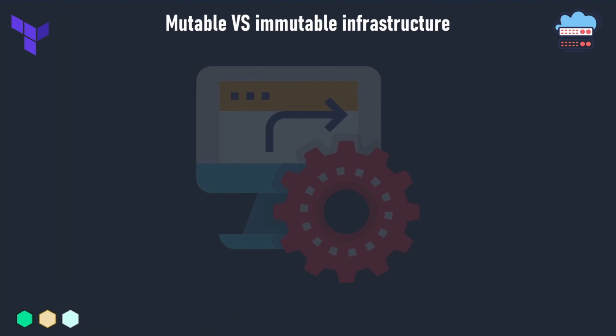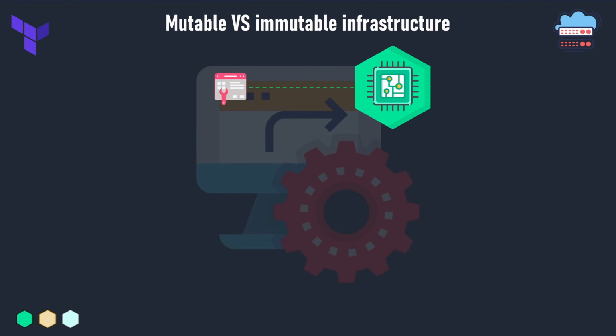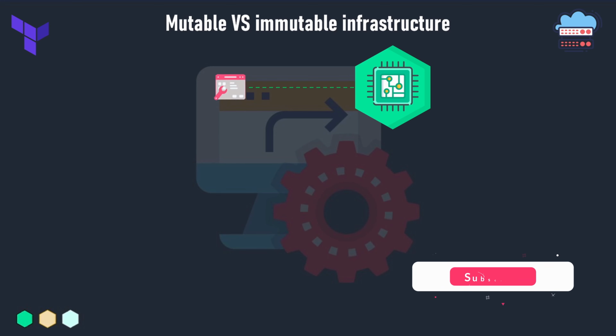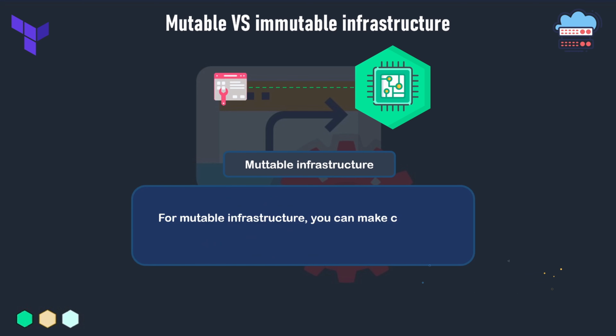When we talk about something that is mutable, we talk about something that can be changed or updated after its creation. So for mutable infrastructure, you can continue making changes and updates to the existing object, and there is no need to recreate it with the new configuration.